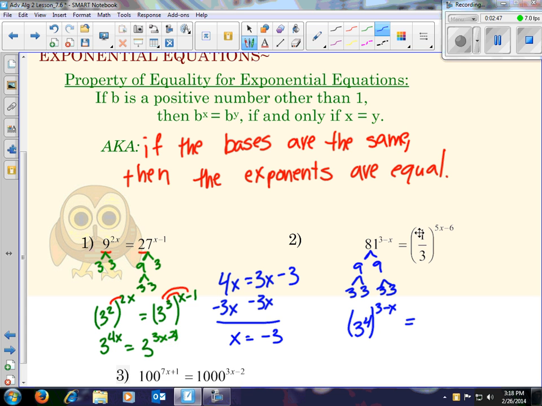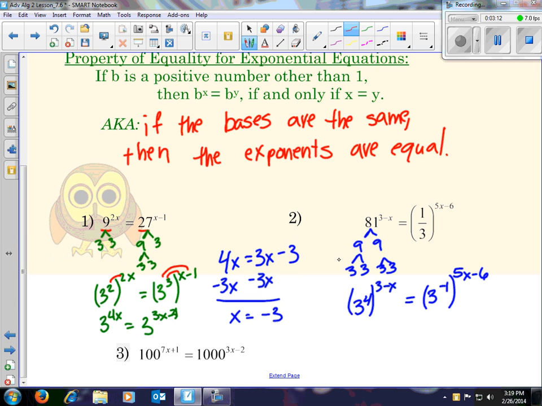Now when I look at this one, I'm going, okay, how can I get my base to 3? And I notice that it's 1 over 3. Now to get my 3 back to the top, if I just make this to the negative 1 power, then I can have a base of 3. So I'm going to change this to 3 to the negative 1 power to the 5x minus 6. Now my negative 1 is going to flip it to where I have 3 instead of 1/3. Now I can do the same thing as I did before. I can distribute my 4, so I have 3 to the 12 minus 4x is equal to 3 to the, don't forget to distribute your negative 1, so I have negative 5x plus 6.